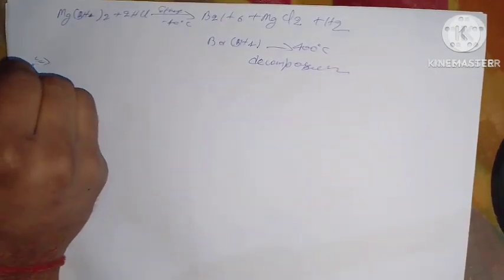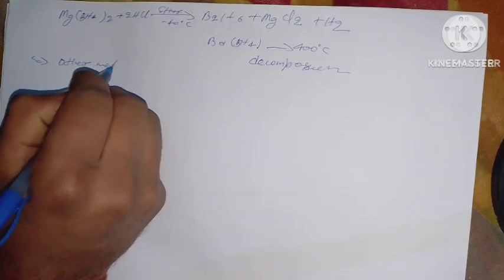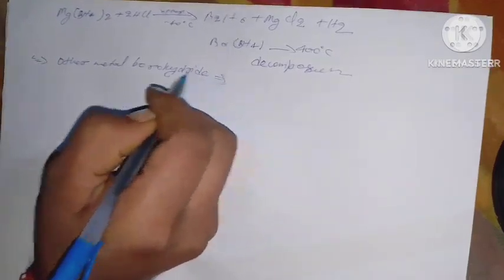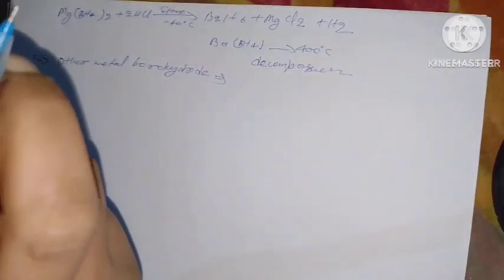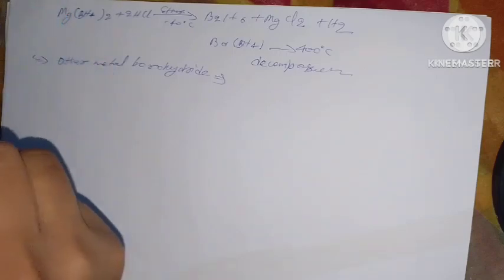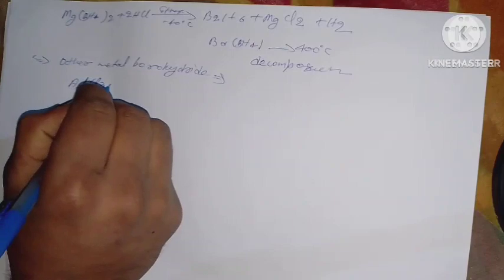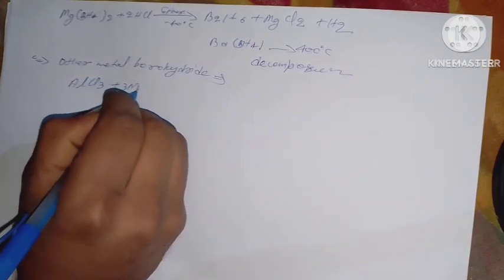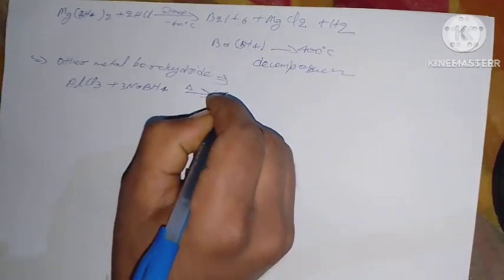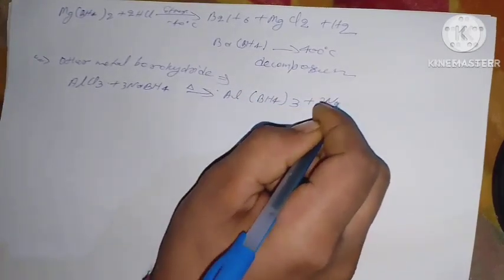Point C. Other metal borohydrides. Other metals such as aluminium, uranium, titanium, zirconium, etc. also form borohydrides. Aluminium and uranium borohydrides are prepared as follows: AlCl3, aluminum trichloride, plus 3NaBH4, heated at high temperature, gives Al(BH4)3 plus 3NaCl.